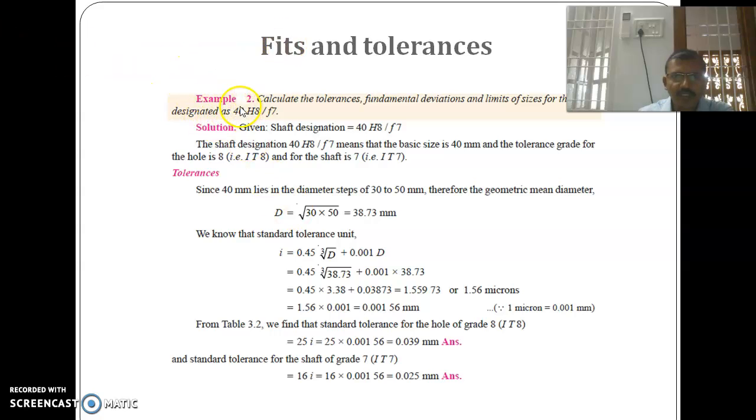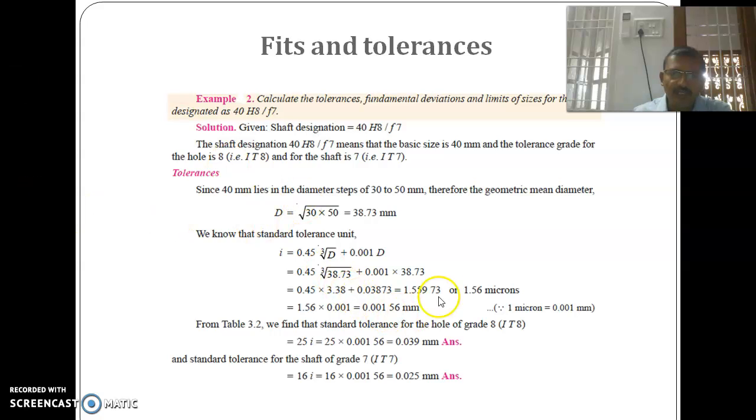So in this case, 40 H8 F7 is a fit. 40 is 40 mm, the diameter of the shaft is 40 mm. The tolerances are H8 and F7. So you can find the values here.